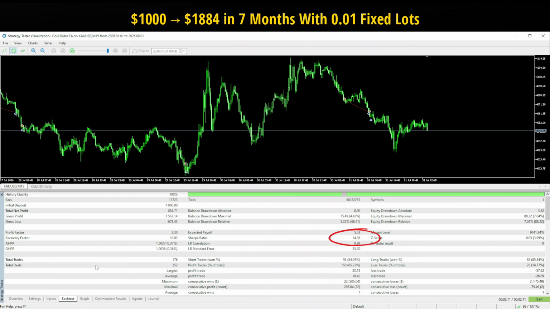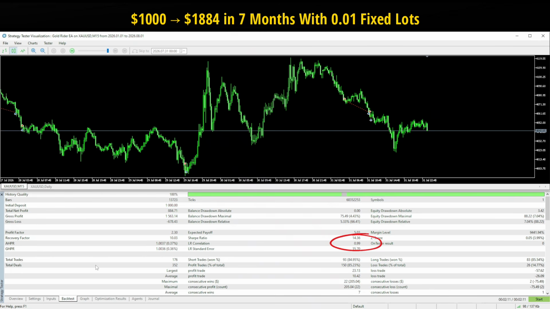Sharpe ratio, 14.36. This measures risk-adjusted return. Anything above 1 is good. At 14.36, this is great. It means the EA is generating very strong returns relative to the risk it's taking.